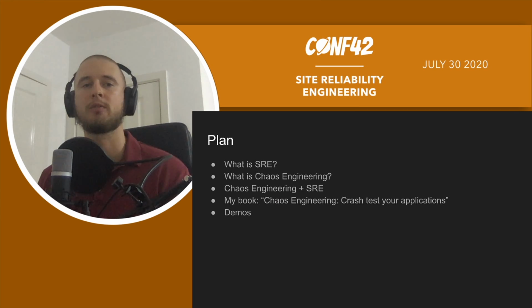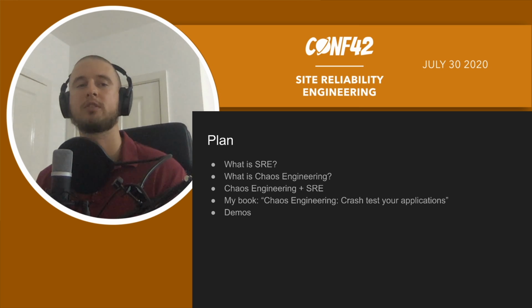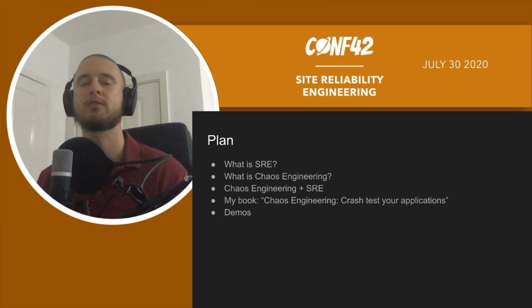Here's the plan for the next half an hour or so. Like any good scientist, we're going to start with defining our terms. We're going to see what SRE is. We're going to see what chaos engineering is. And then we're going to focus on the actual overlap where the two come together to create an extra value.